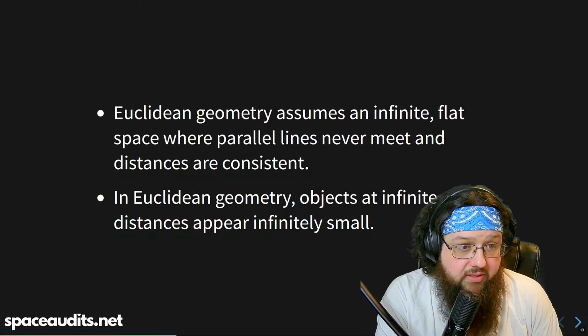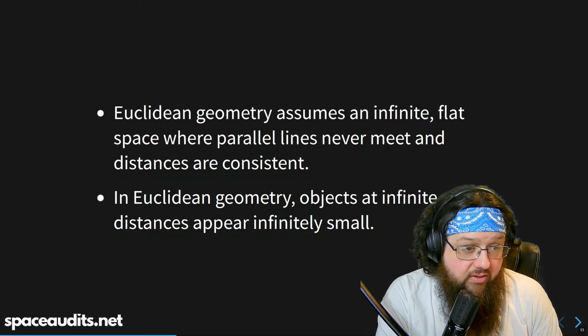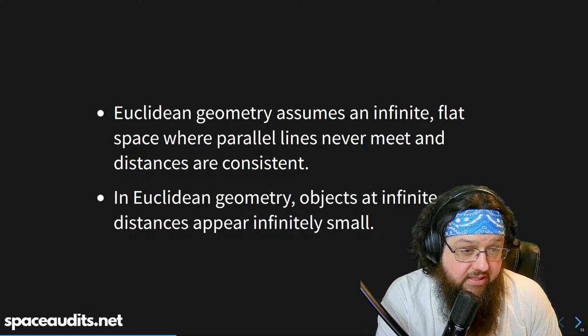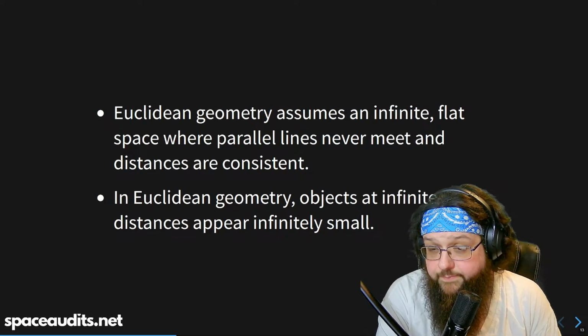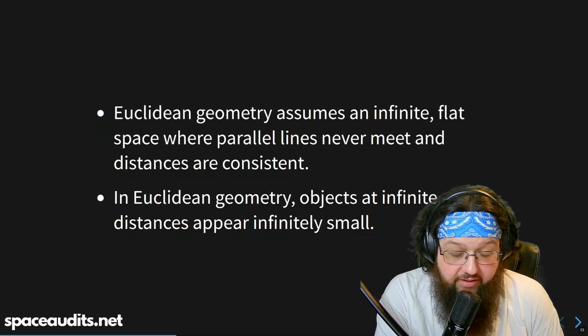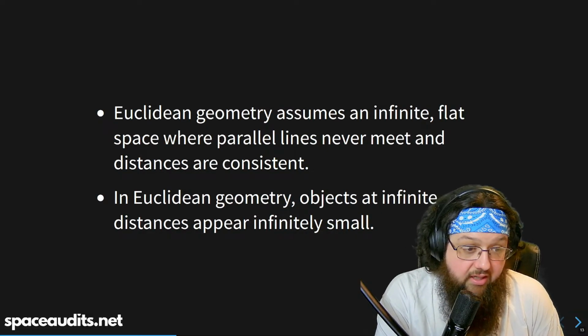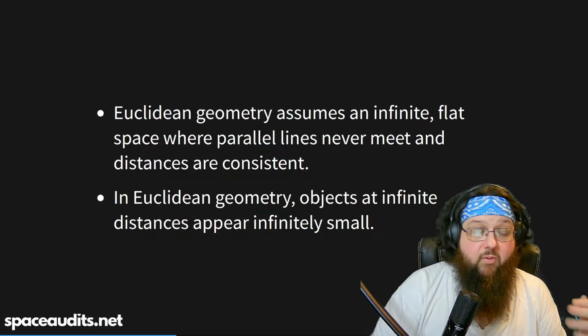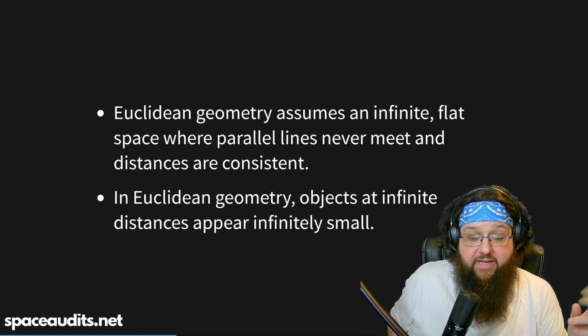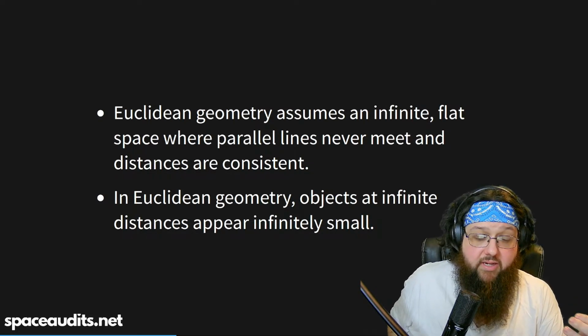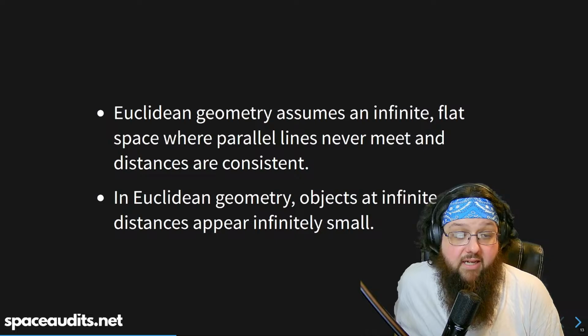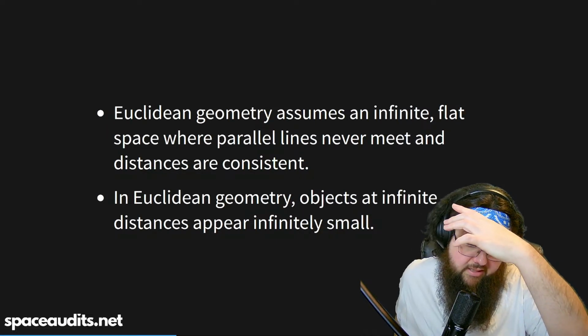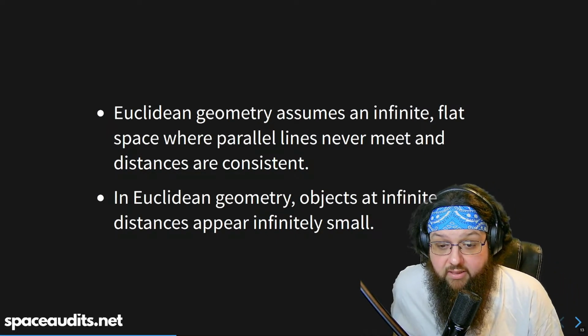Well, Euclidean geometry assumes an infinite flat space where parallel lines never meet and the distances are consistent. In Euclidean geometry, objects at an infinite distance appear infinitely small. So if the sun is of infinite size and infinite distance, the way they consider it, you wouldn't even see it. It would just be a single parallel line. But we actually see something that's 0.5 arc seconds angular size in the sky, and we see diverging and converging rays going to that focal point. So that's not really a possibility in Euclidean geometry. It's the exact opposite of the predictions.